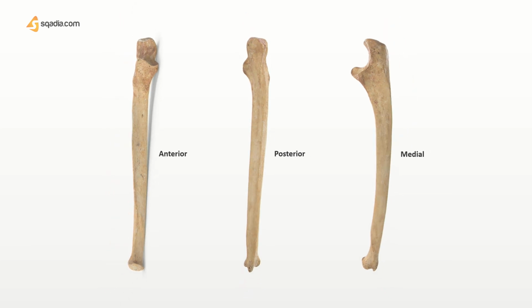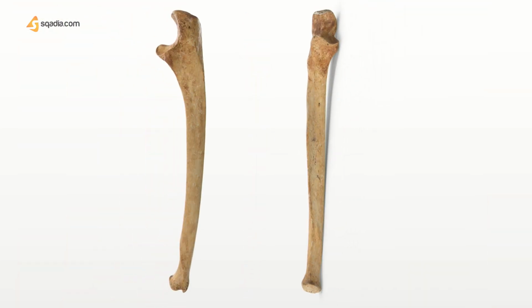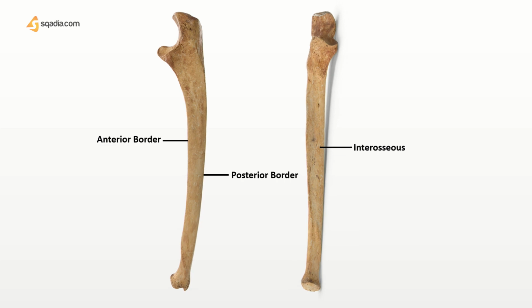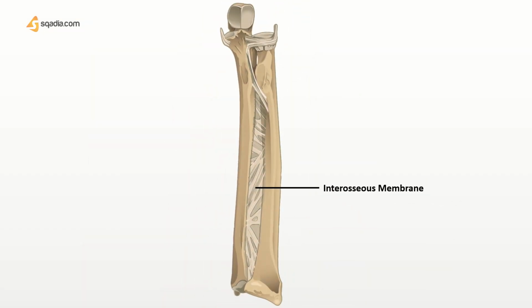It also has three borders: posterior border, anterior border. Moving a little sideways, there is the interosseous border. The interosseous border is sharp at the lateral side and makes the interosseous membrane that attaches radius and ulna to each other, as you can see here. Because of this bridge, this area is known as the interosseous border.